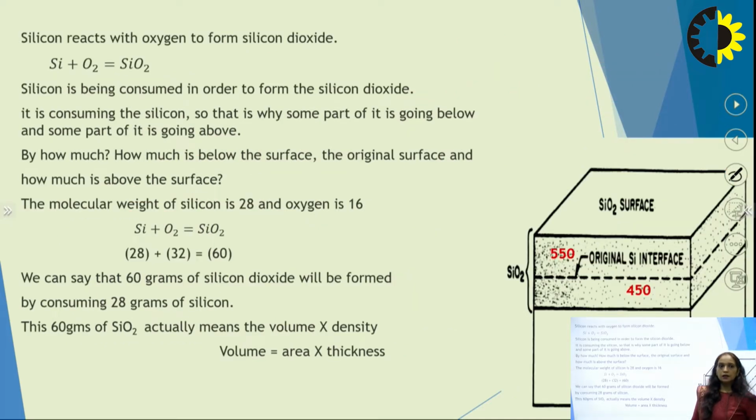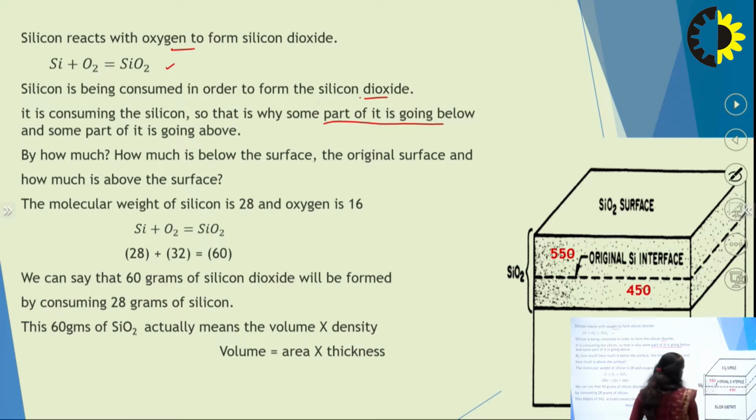Now how is this reaction carried out? Your silicon will react with oxygen to form SiO2. This SiO2 is not taken from the outside; it is consumed from the silicon wafer itself, and then the oxide will be grown. Because it is consuming the silicon wafer, some part of the oxide will be grown inside the wafer and some will be grown outside the wafer.